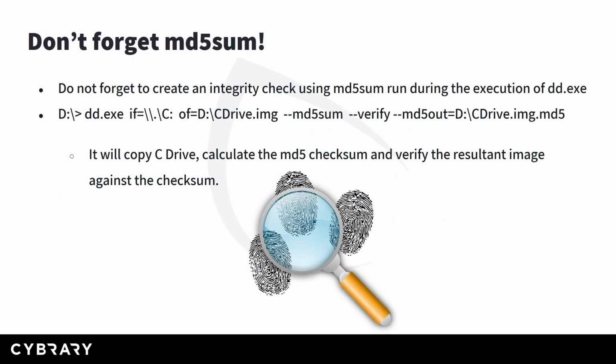Do not forget to create an integrity check using MD5 before starting any analysis, or by running it during the execution of dd.exe. We can achieve this with dd. The following is an example of the syntax. It will copy the C drive, calculate the MD5 checksum, and verify the resultant image against the checksum. I recommend looking at the previous module for running dd commands. Feel free to pause the video to take note of the command displayed.